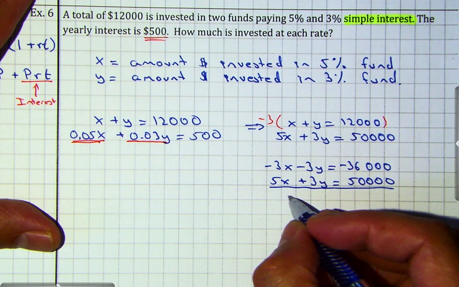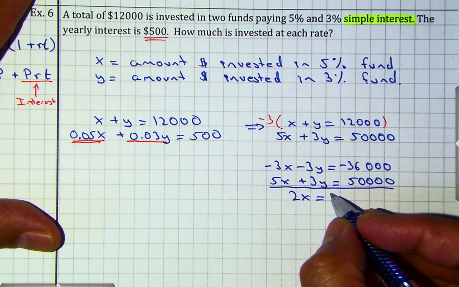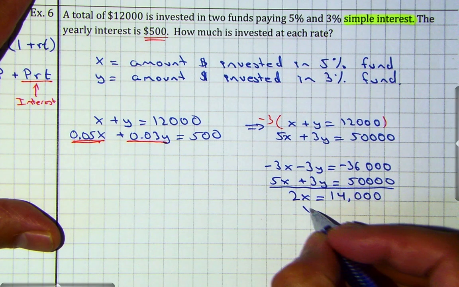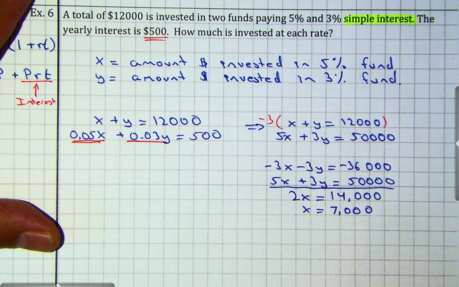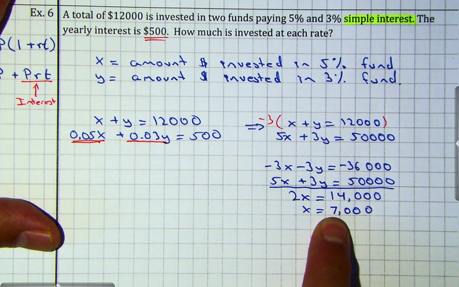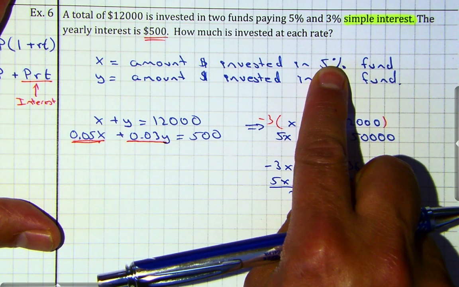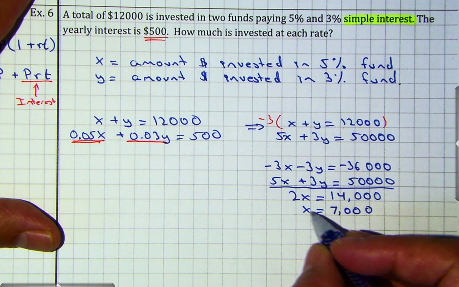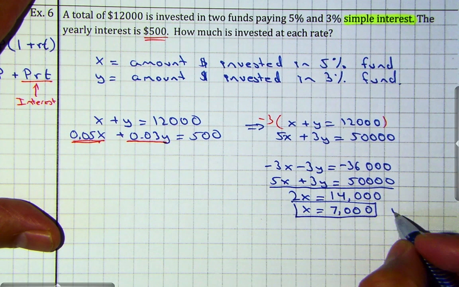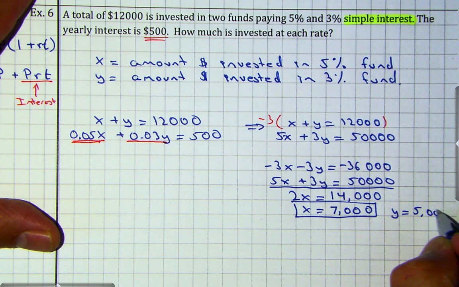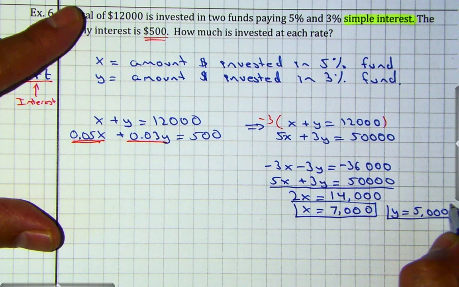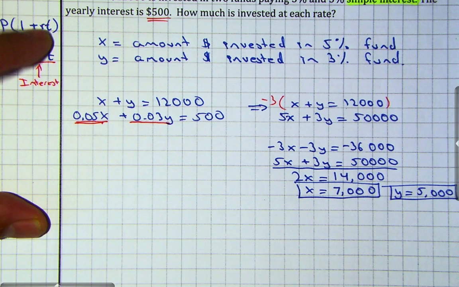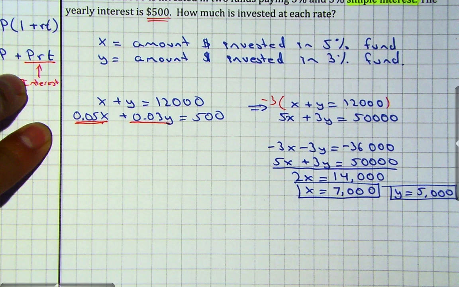That gives me 2x is equal to 14,000. Divide by 2, so x equals 7,000. So if we invested 7,000 in the 5%, and we invested a total of 12,000, what should be my value of y? Correct, that should be 5,000. Together it will be 12,000. So let's just write that down. 7,000 is invested.